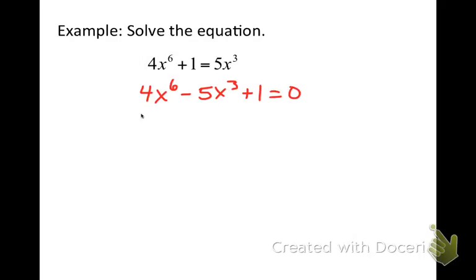All right, let's do some u substitution just to simplify our equation. What should we let u equal? We'll just do the x to the 3rd. Don't worry about the coefficient. So just make it x to the 3rd. So then my equation becomes 4x... Now what do I multiply 3 by to get to 6? 2. So this will be 4x squared, or sorry, not x squared, u squared, minus 5u plus 1 equals 0.